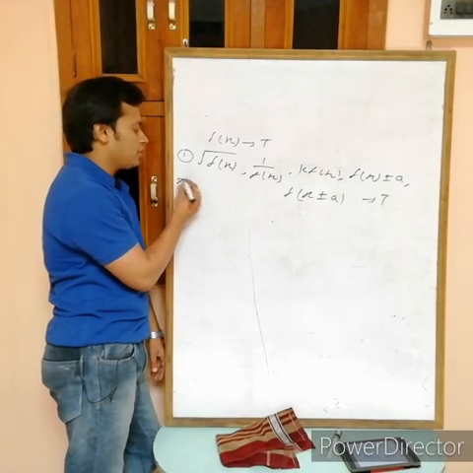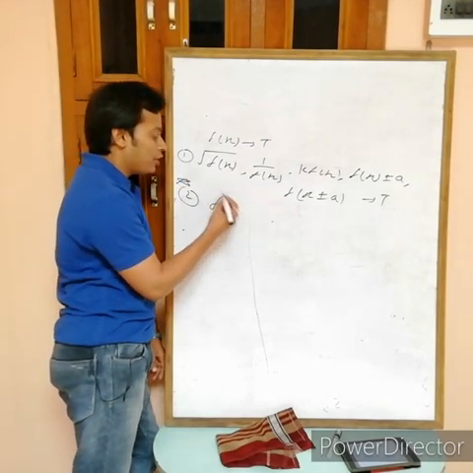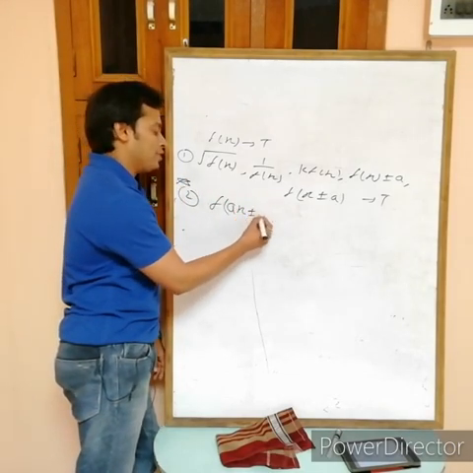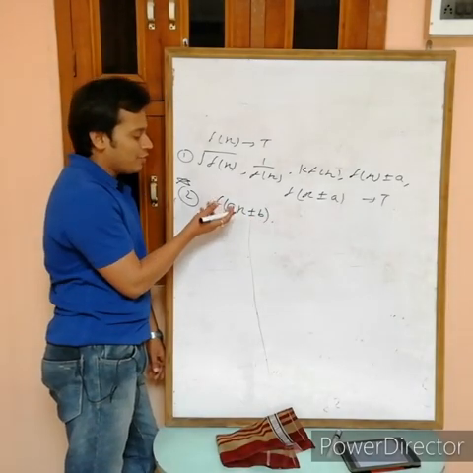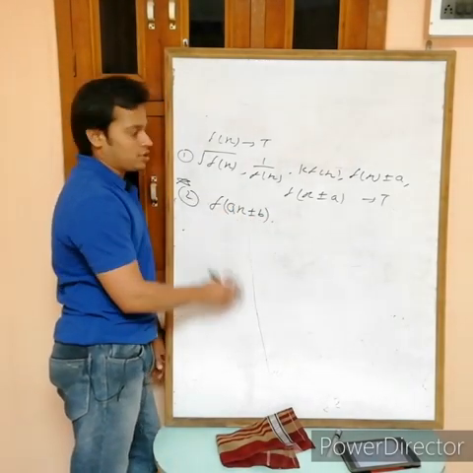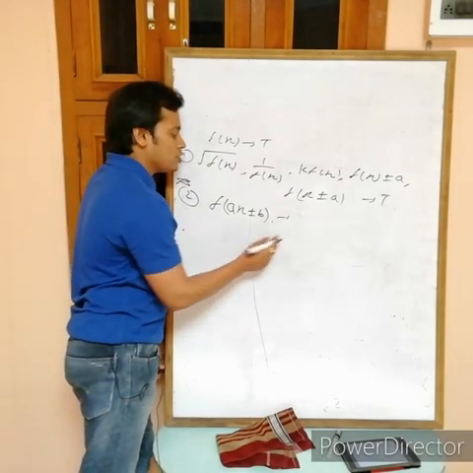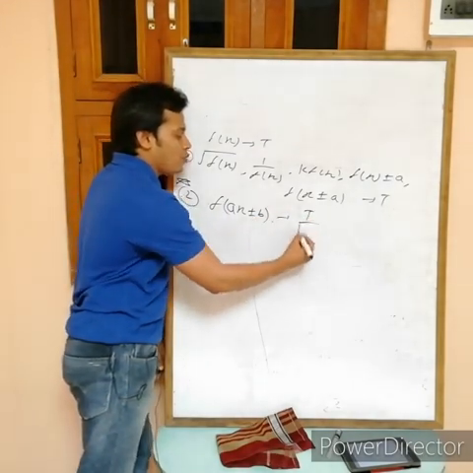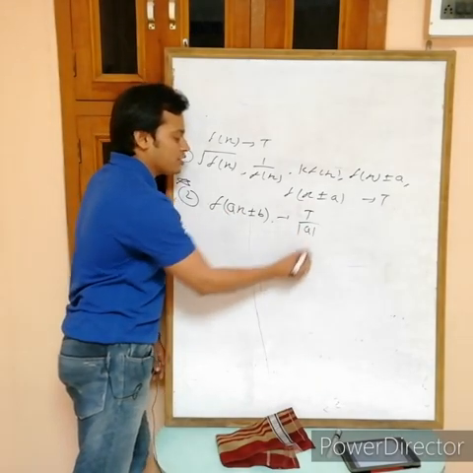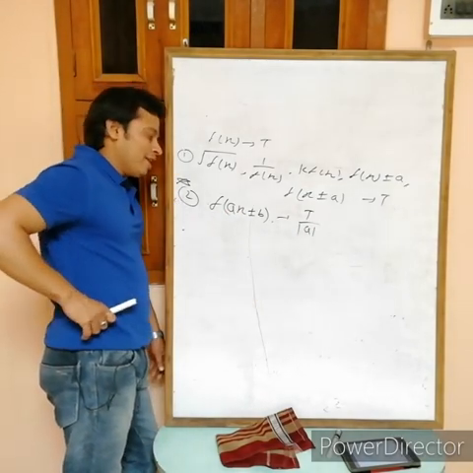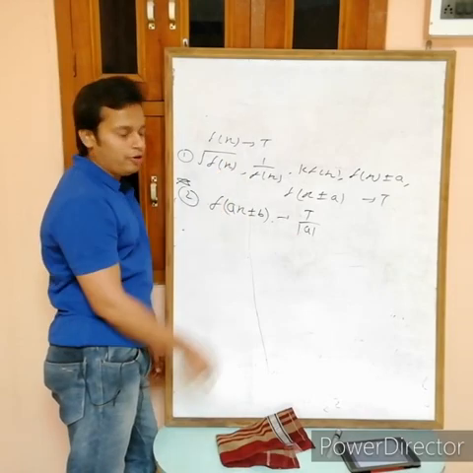Then the second important property: period of f(ax plus minus b). Now if you are multiplying any constant with x, not with f(x), with x, then the period changes, and the period of this function is the period of f(x) divided by the mod of the coefficient of x. This is the period of f(ax plus b), where T is the period of f(x).